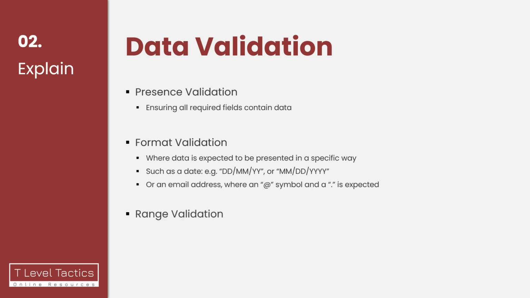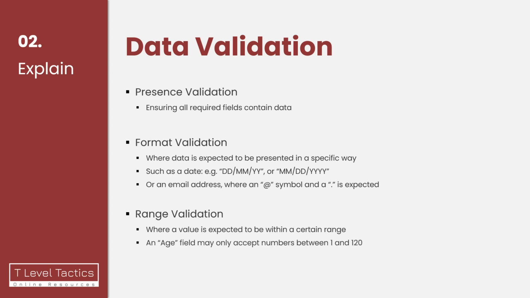Range validation is where a value is expected to be within a certain range. For example, an age field may only accept numbers between 1 and 120, or a rating field may only accept numbers between 0 and 10.